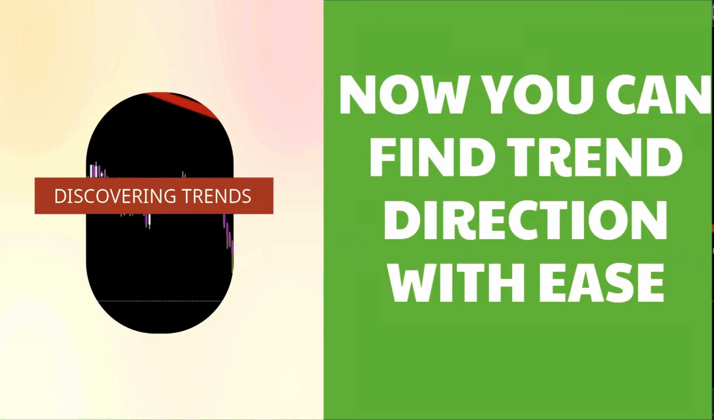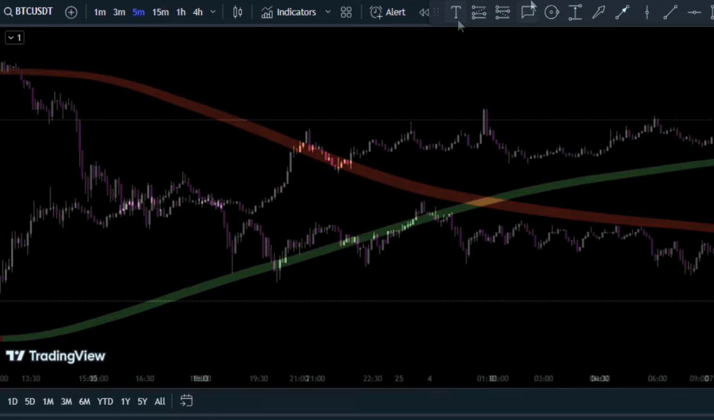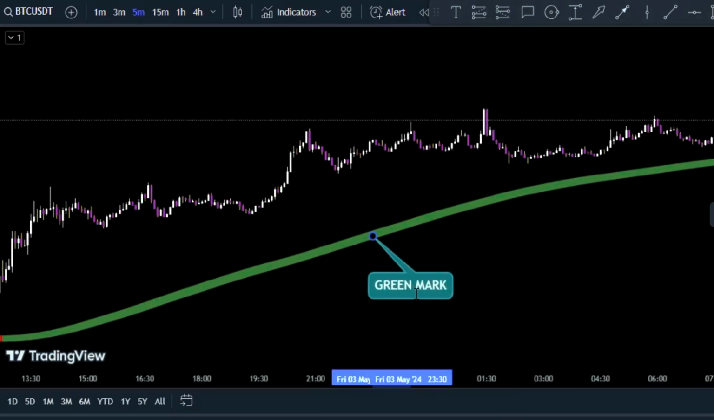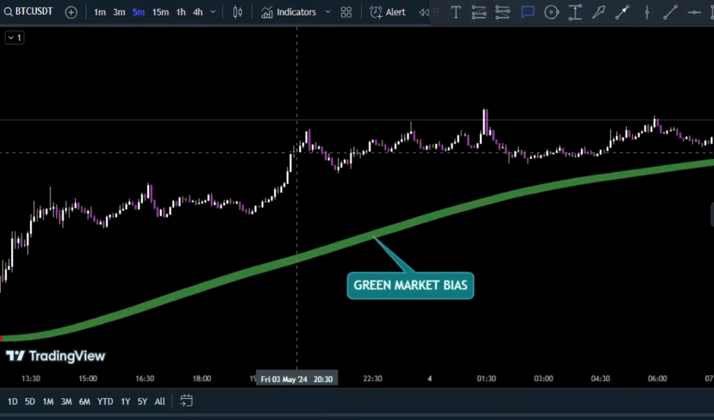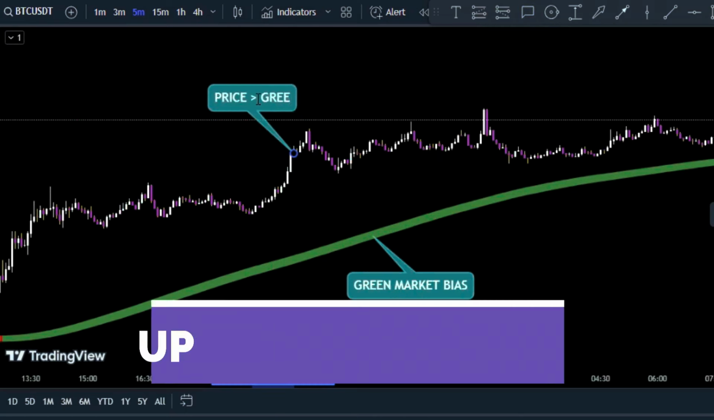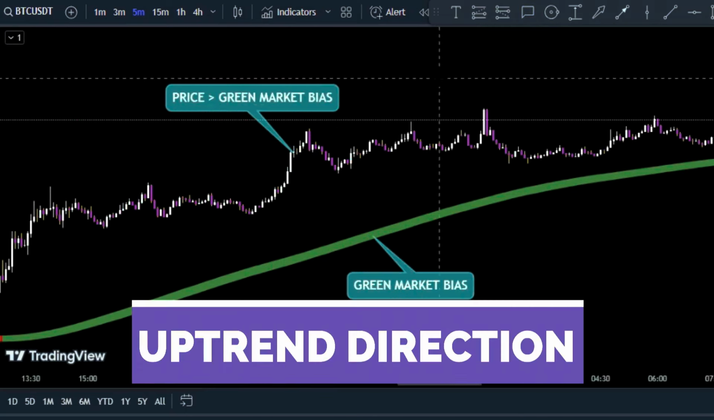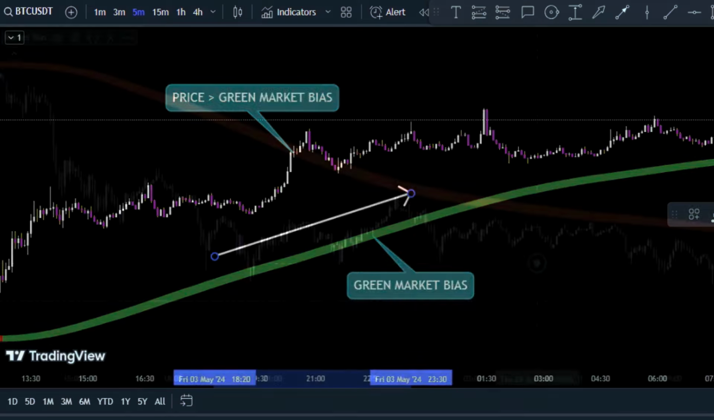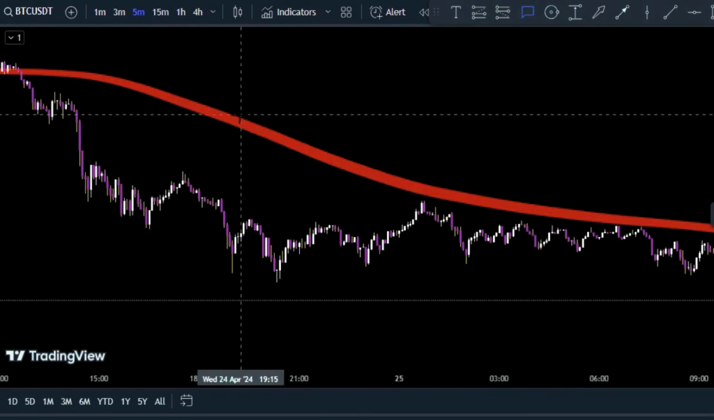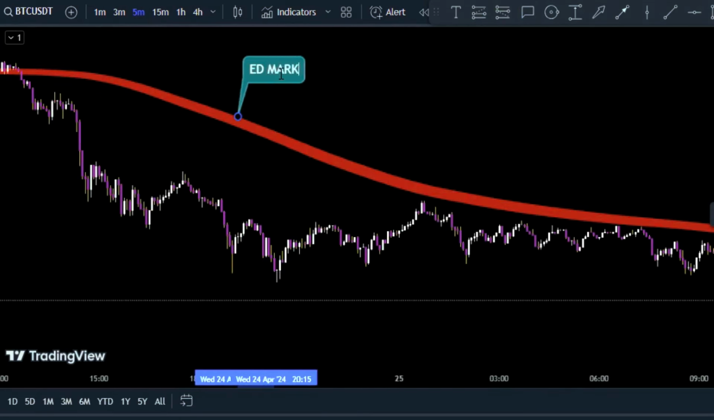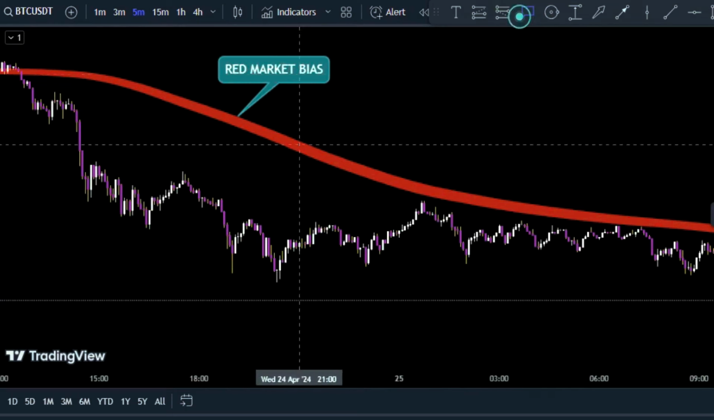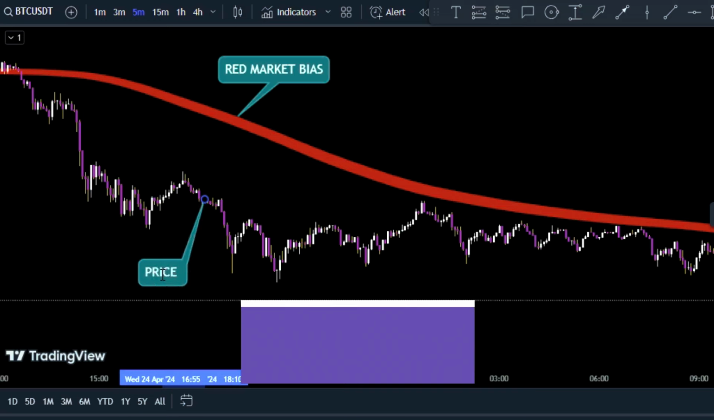When the market is moving up, called an uptrend, you want to look for the price candles sitting above the green market bias line. On the other hand, when the market is heading down, called a downtrend, you want to see the price candles hanging out below the red market bias line.